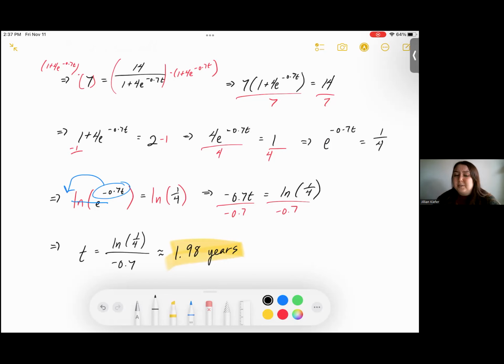Round to the nearest whole number. This is really just about 2 years, but since we were rounding to 2 decimal places, that means that we would leave it at 1.98 years instead. So, all right, that wraps up example 2. Let's go on back to our lecture.